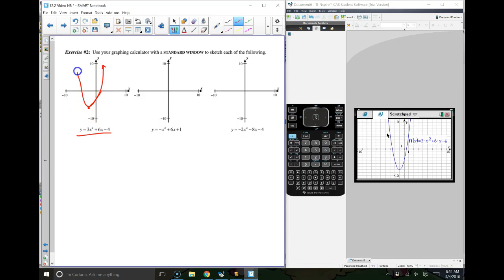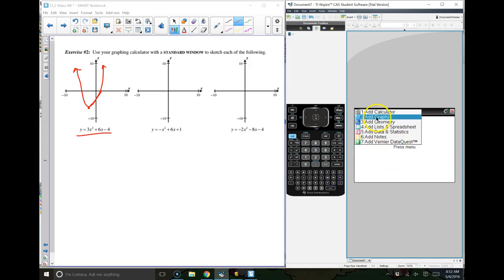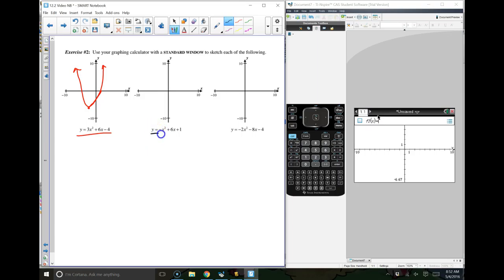So here is my graph. It's not a great sketch. I'm not good at sketching, but you're not trying to be perfect, right? We're just making a sketch. Okay, so now I'm going to graph my second one on here. I don't want to change, I want to add graph. So now I'm going to do the next one. The next one is y equals negative x squared plus 6x plus 1. So I'm going to enter negative x squared, don't forget your negative, plus 6x plus 1.